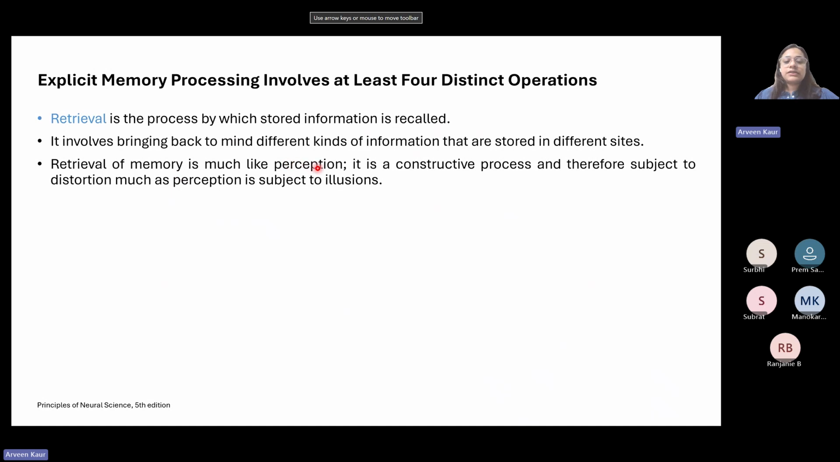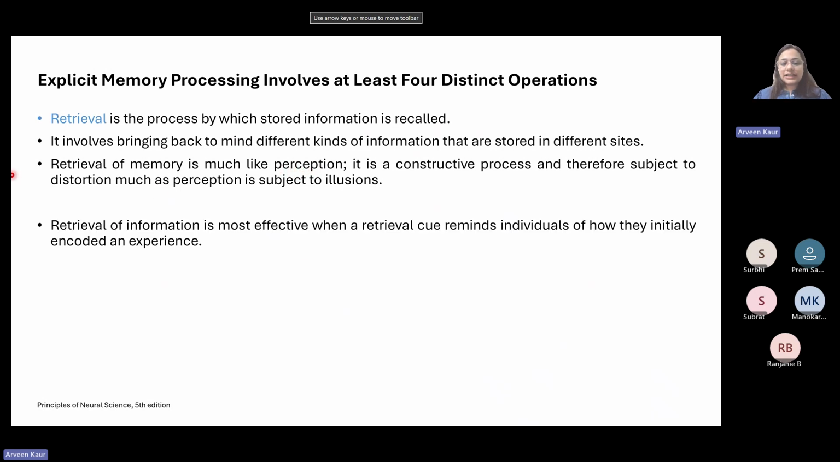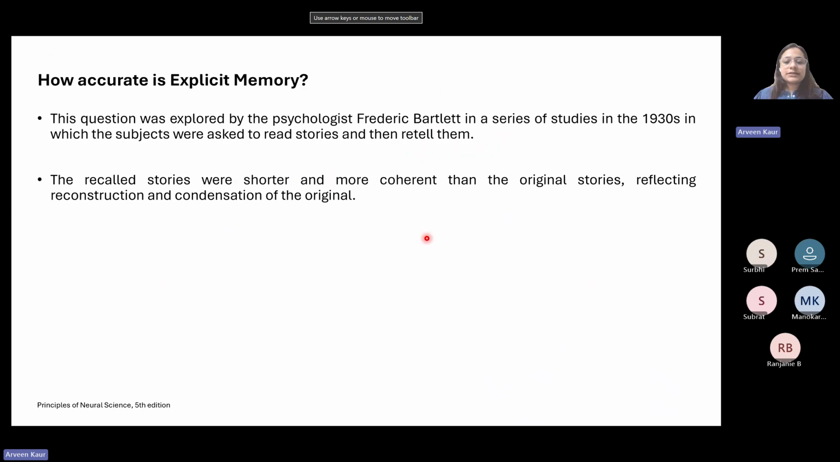Retrieval of memory is much like perception. It is a constructive process, therefore subject to distortion as much as perception is subject to illusions. So this example I would like to recap. For instance, there was a scientist who did a series of studies back in the 1930s.